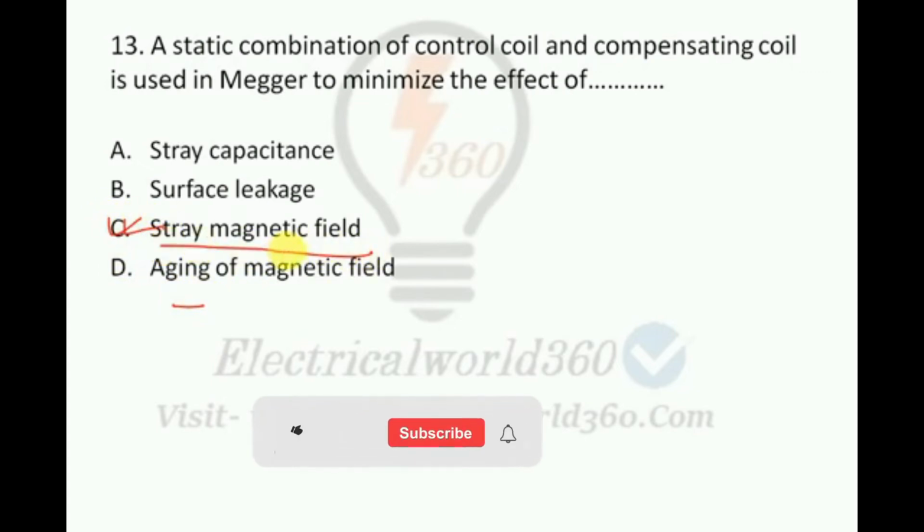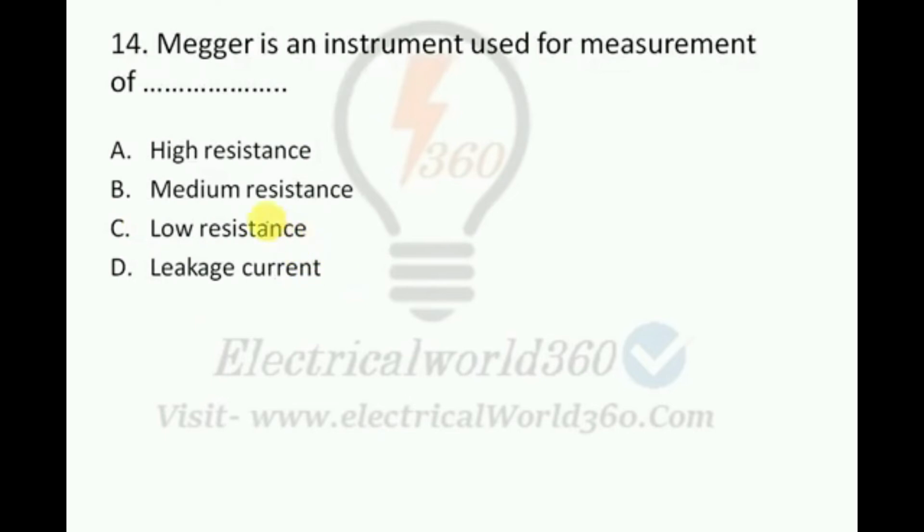A static combination of control coil and compensating coil is used in a Megger to minimize the effect of stray magnetic field. Again coming to the next question, question number 14. The Megger is an instrument used for measurement of high resistance, medium resistance, low resistance, or leakage current. So in this case option A will be the right answer.